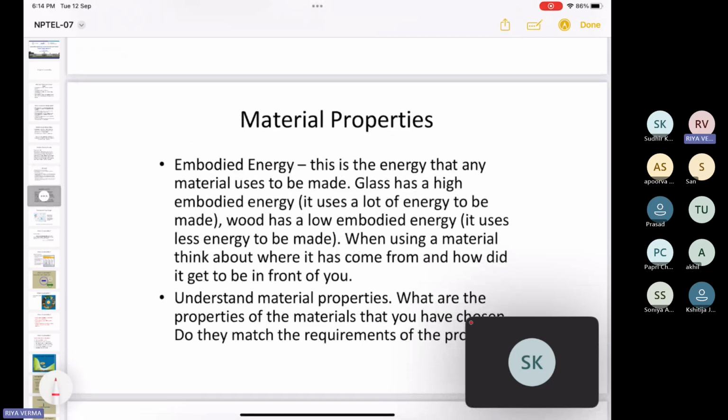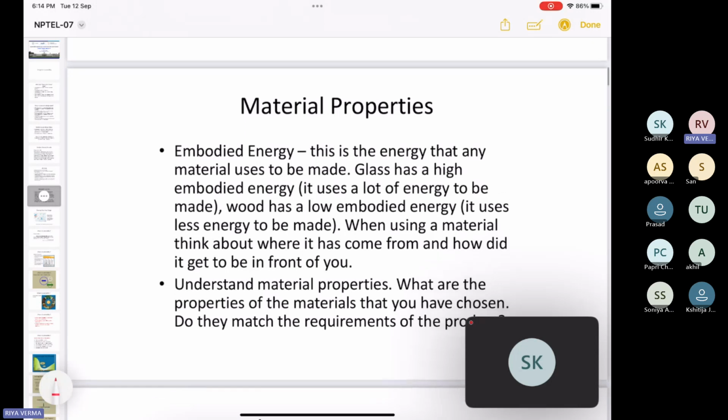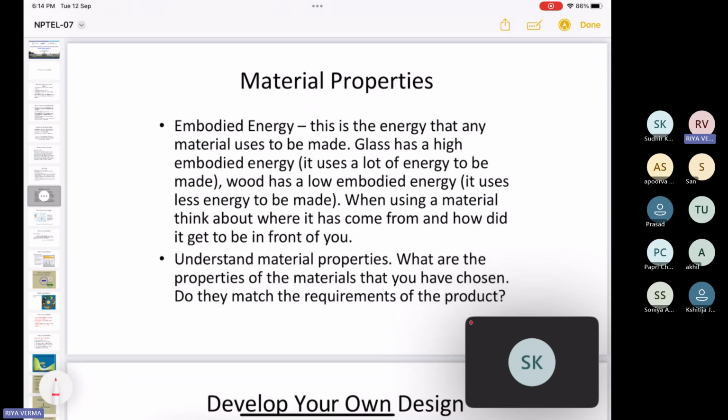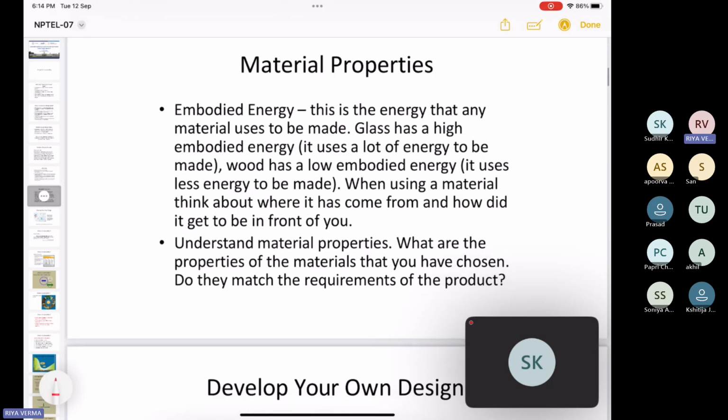Now, coming towards the material properties, embodied energy is the energy that any material uses to be made. Glass has a very high embodied energy because it uses a lot of energy to be made. In a similar way, wood has a low embodied energy and uses less energy to be made. So when using a material, we should think about where it has come from and how it got to be in front of you: what is its embodied energy, and how much energy it consumed during its preparation phase.